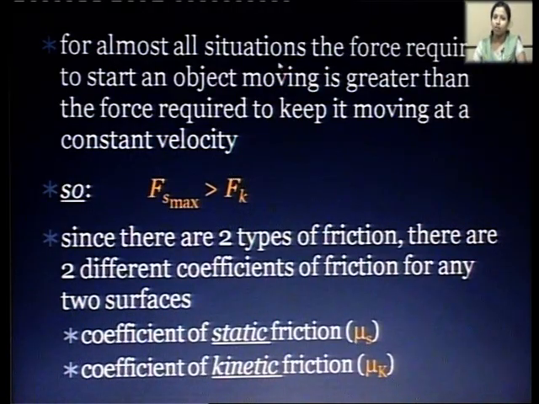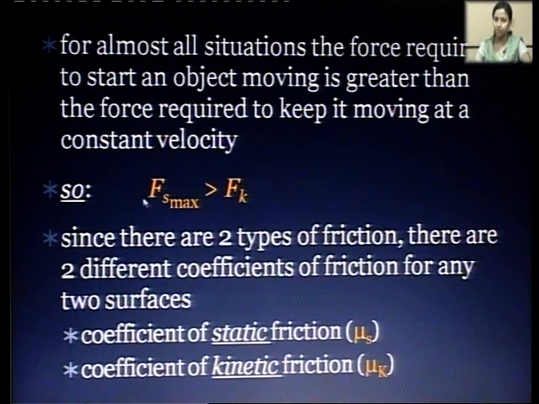For almost all situations, the force required to start an object moving is greater than the force required to keep it moving at a constant velocity. That is, if we want to start a body, then the force of friction at that point is more, but when it starts moving, the force of friction is less as compared to maximum friction. So this is limiting friction, this is kinetic friction. So when the body starts moving, the kinetic friction value is less as compared to limiting friction.